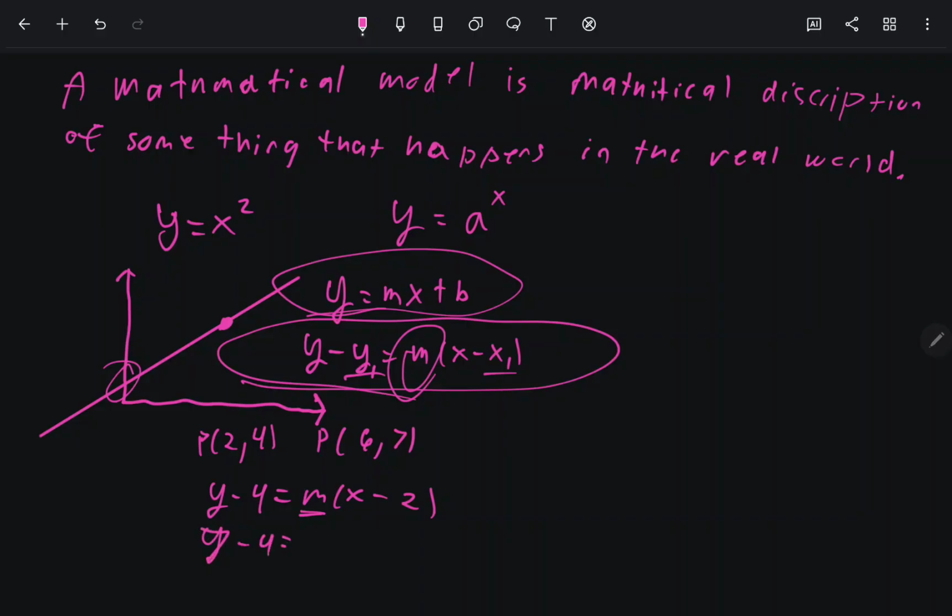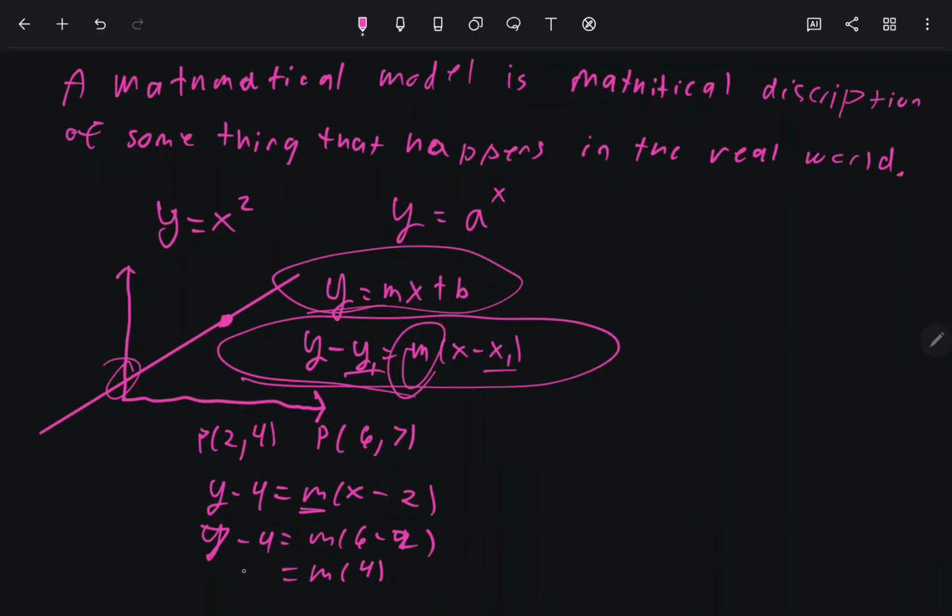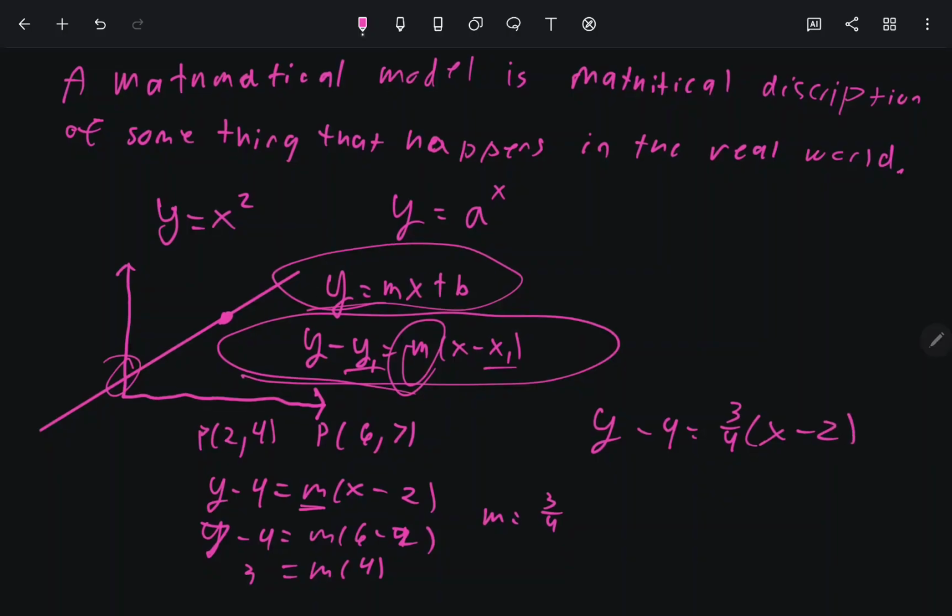7 minus 4 is equal to m times 6 minus 4. No, 2, sorry. So in reality, we get m times 4 is going to be equal to 3. So our slope is equal to 3/4. So our final equation for y is going to be y minus 4 is equal to 3/4 times x minus 2. Okay, so that's going to be our linear model.